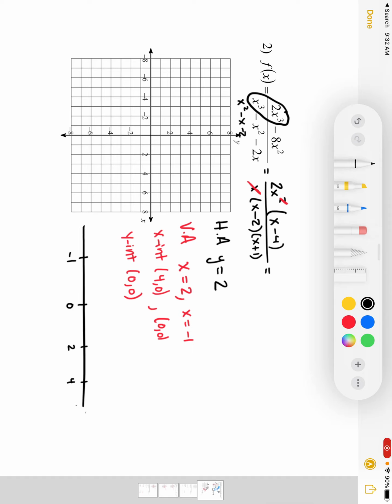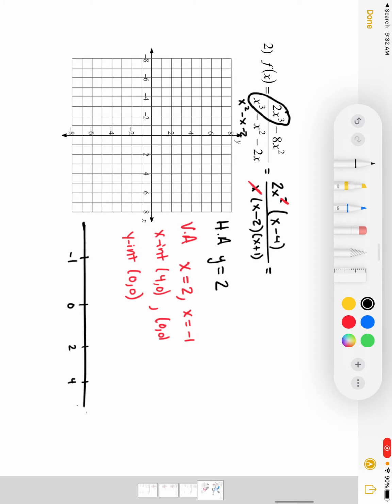All right. So when x is between negative infinity and -1, if x equals -2, for instance, we're going to have a negative times a negative divided by a negative times a negative. So that's going to be positive. And again, we're going to alternate signs. So positive, negative, negative, positive.